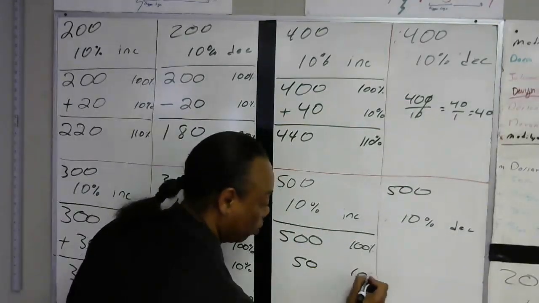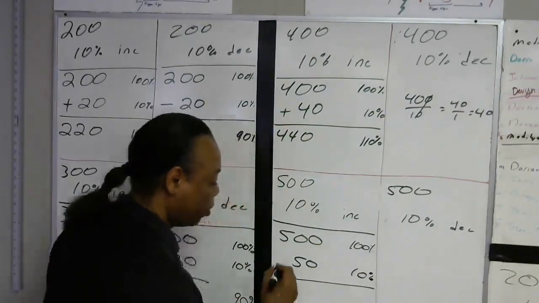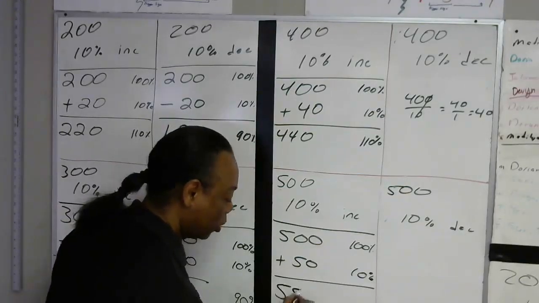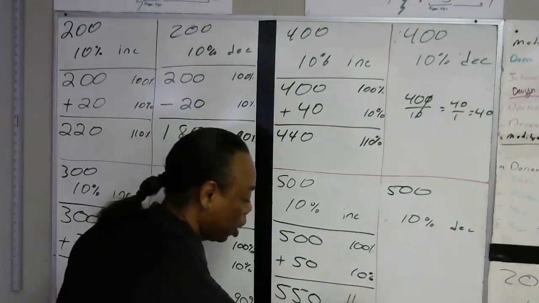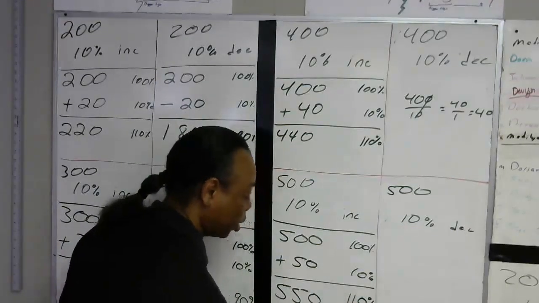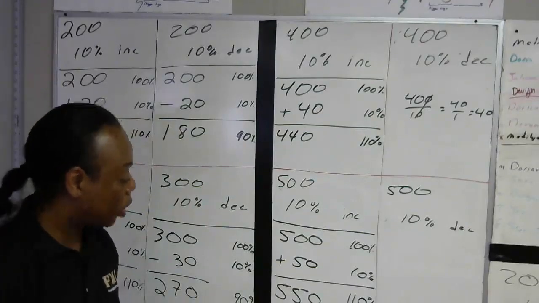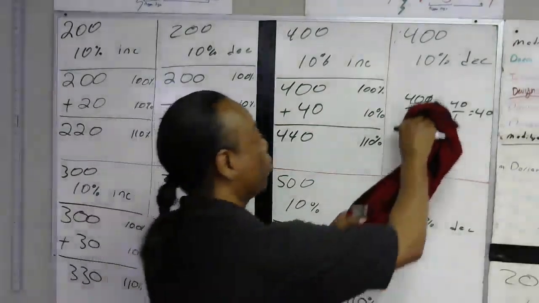So again, this is 10%. And then to increase it, we're going to add them together. And this will give us 550, which represents 110%. So that's your answer. Okay. Lastly, I want to do a couple of decreases for you.